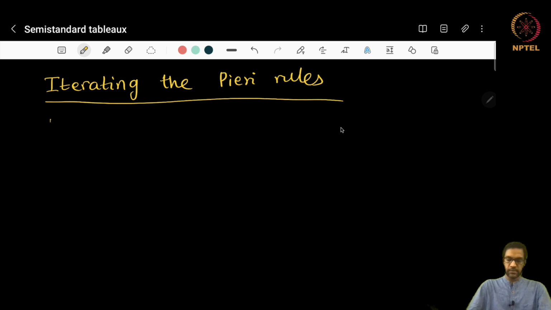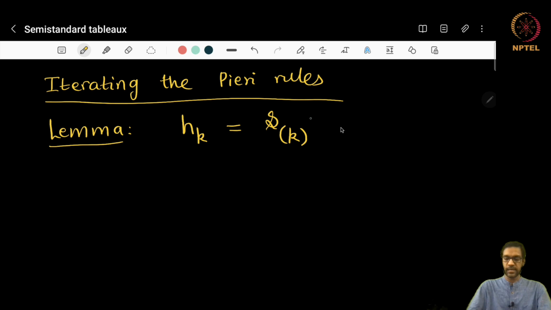Okay, so let me start with a lemma. This is actually a corollary of the two Pieri rules. It says that the complete symmetric function h_k is actually nothing but the Schur function corresponding to a special partition. Okay, this is the partition (k).